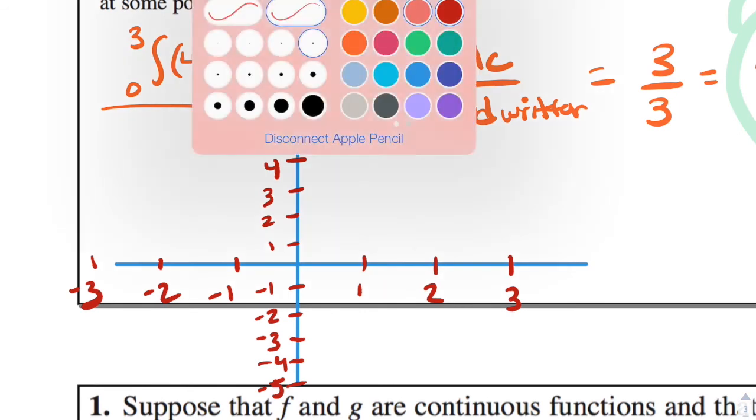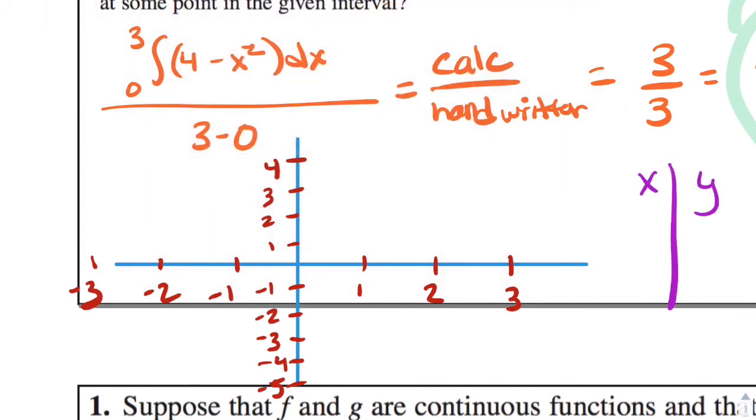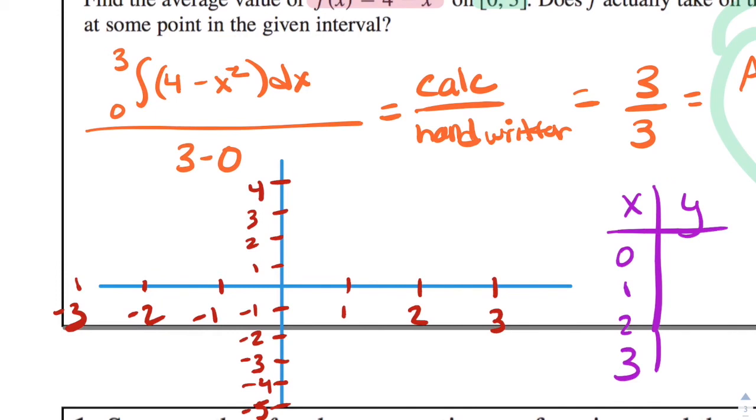Let's graph it with xy input. So x and y, 0, 1, 2, 3 is where I'm looking. 0 would give us 4, and then 1 squared is 1, 4 minus 1 is 3, 2 gives 0, and 3 gives negative 5. 3 squared is 9, 4 minus 9 is negative 5. Okay, so let's graph these: 4, 0, 1, 3, 2, 0, 3, negative 5.